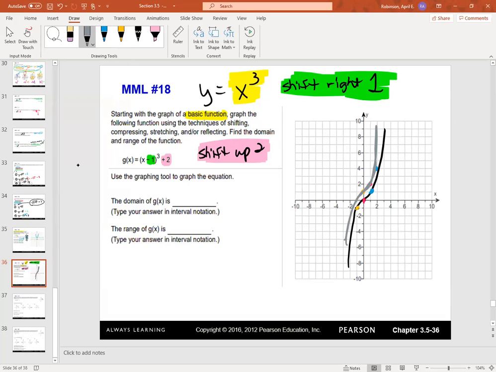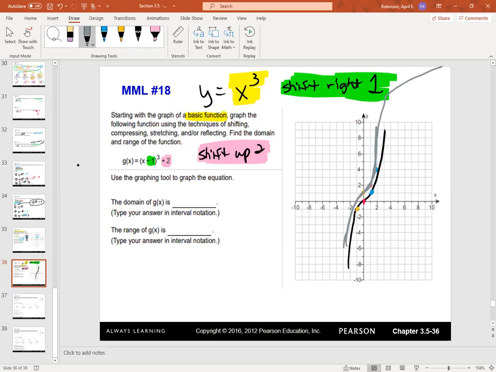Now, the domain and the range on this: I know it's going up, but it's going out eventually, and I know it's going down, but it's going out eventually. So both of these are negative infinity to positive infinity. Both of them. Okay, I've got a minute. This was number 18.